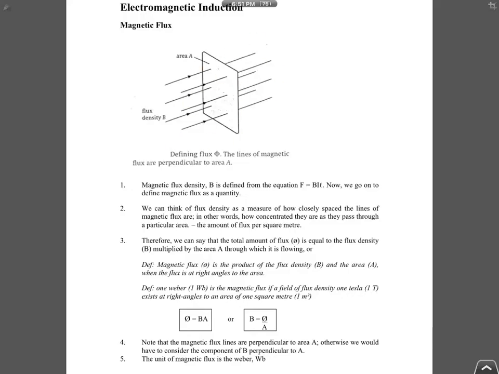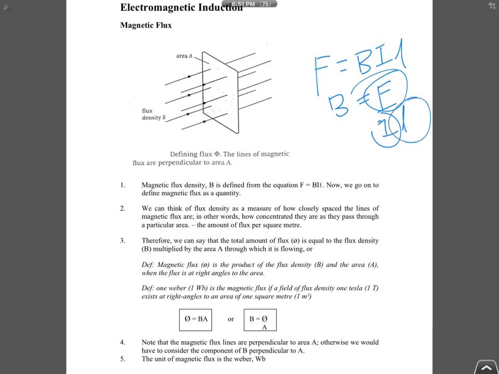We had this formula in the previous chapter, F equals BIL, remember? And you get B equals F over IL. This formula gave us the definition of flux density. We called it force per unit current in a conductor of unit length. Okay, so something like this.